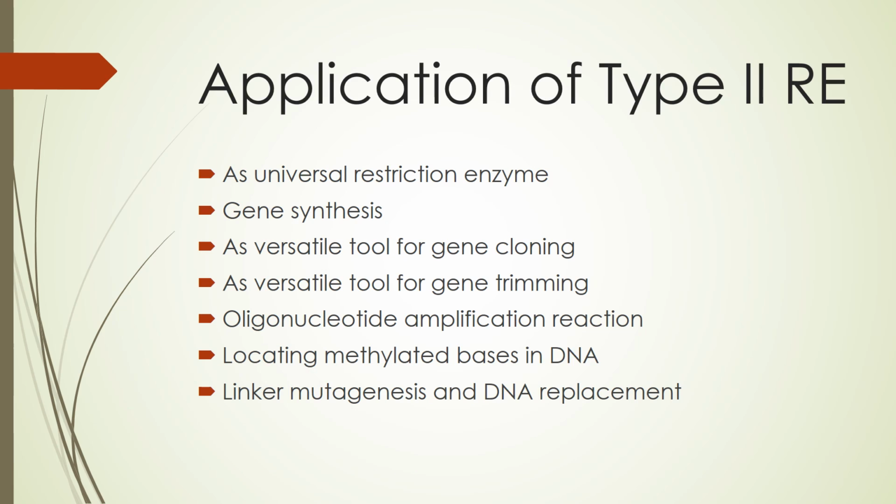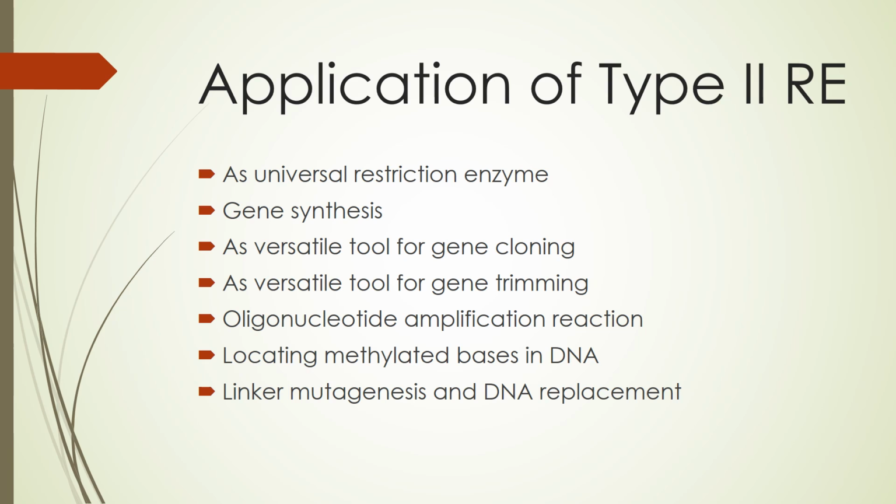Now we come to the applications of type 2 restriction enzymes. First is the universal restriction enzyme. The separation between the recognition site and the cleavage site has been exploited to make a universal restriction enzyme for cutting DNA at any target site. The recognition specificity is provided by the self-complementary hairpin part of the oligonucleotide adapter, while the target is supported by a single strand primer part that is complementary to the target sequence.